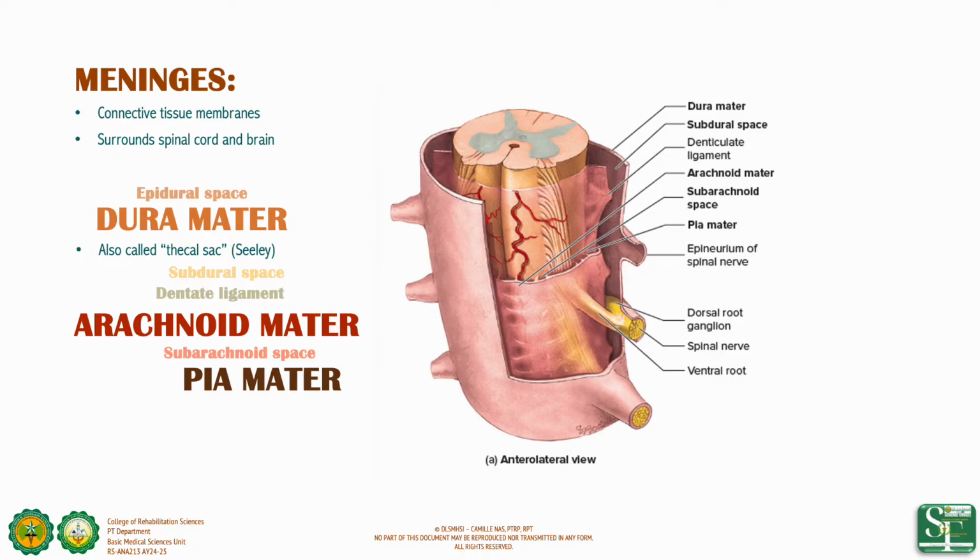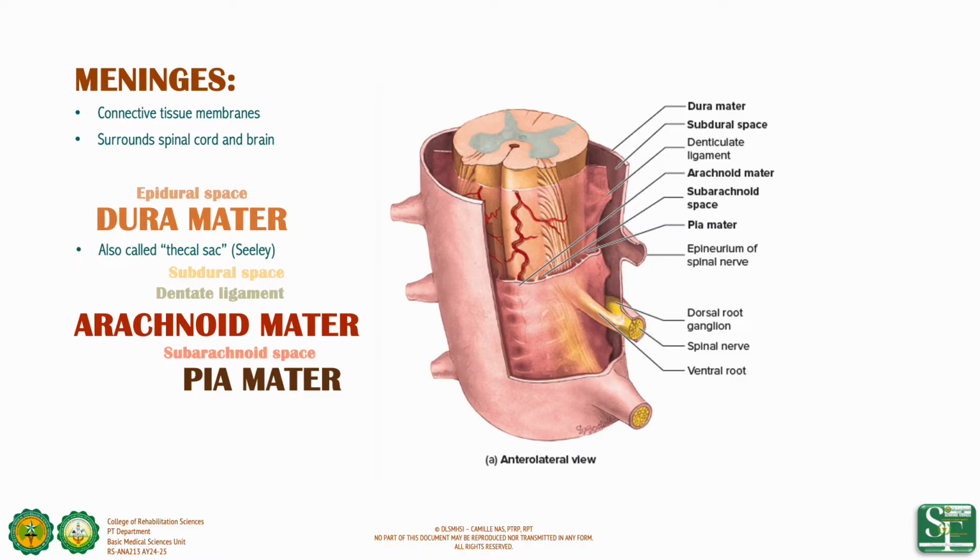Nakahawak siya sa spinal cord, making sure na hindi gagalaw, or stabilize basically si spinal cord every time we do movement, especially when we perform trunk motions. Okay, but aside from dentate ligament, meron din tayong isa pa, which is the filum terminale, which is a ligament also that has the same function with your dentate ligament.